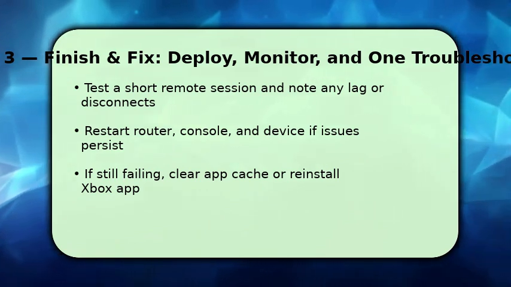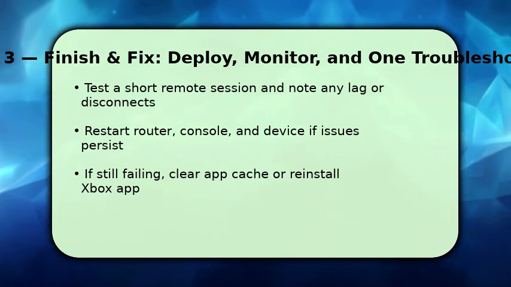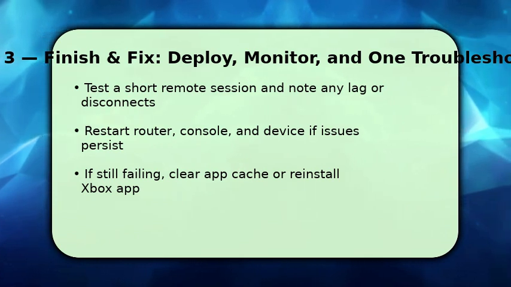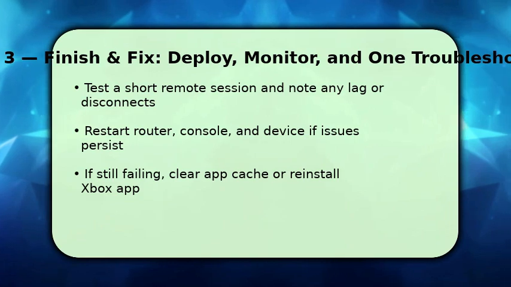One key troubleshooting tip: if remote play still fails, switch to a wired connection. Wired removes most wireless variability and usually resolves streaming instability.